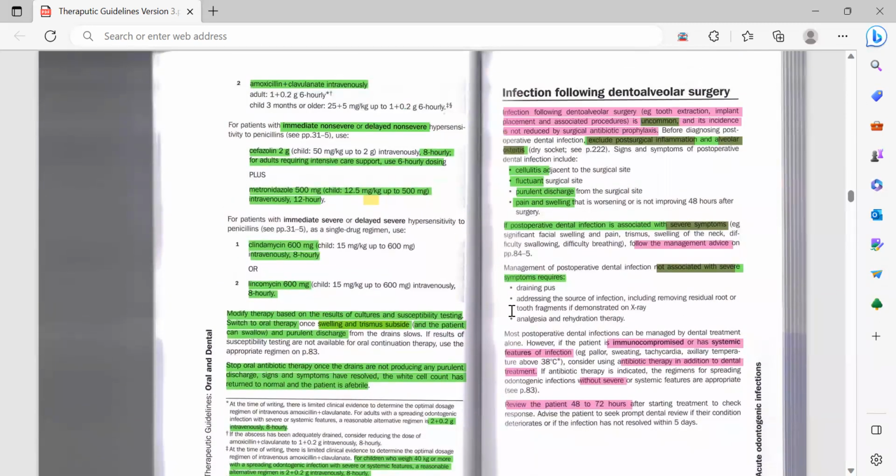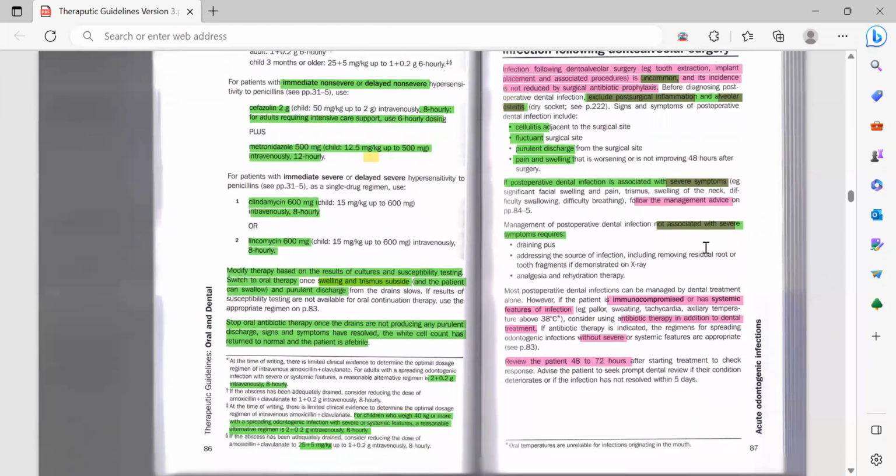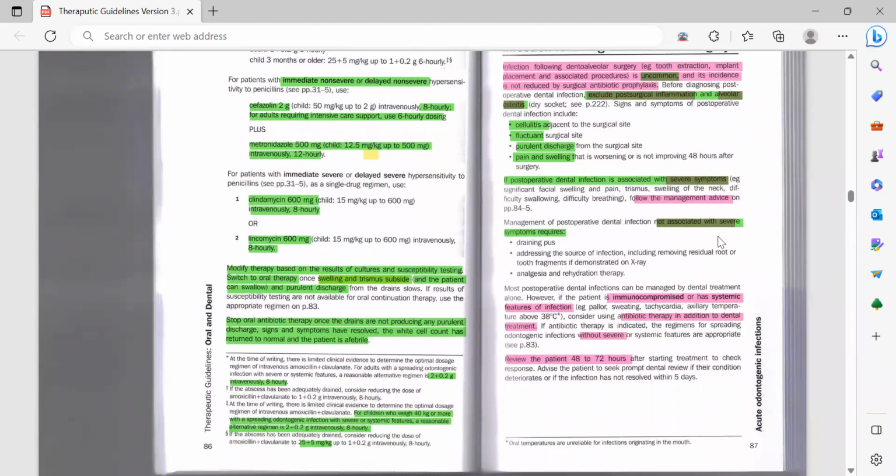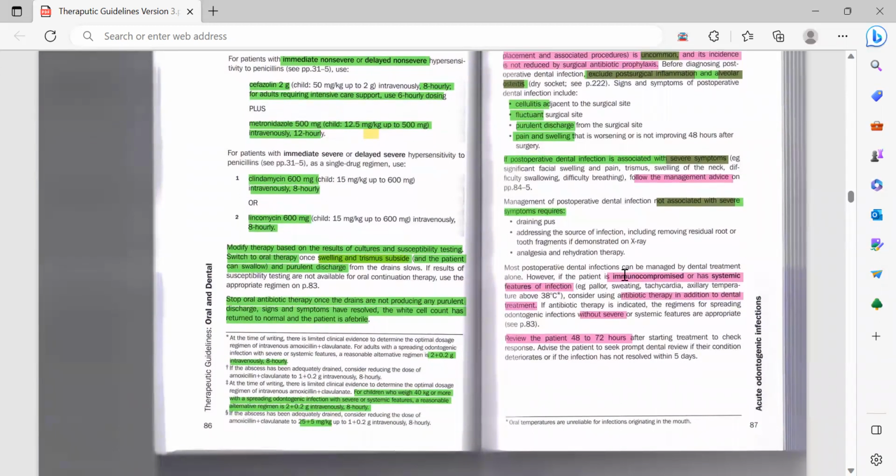So there are 3 scenarios that they have provided here. If the patient has severe symptoms, then you are not treating the patient, you are just referring him to the hospital. But if there are no severe symptoms, then you can do active dental treatment and prescribe him medication. But if the patient is immunocompromised or has systemic features, including fever, tachycardia, and sweating, in that case you need to prescribe him oral antibiotic therapy.